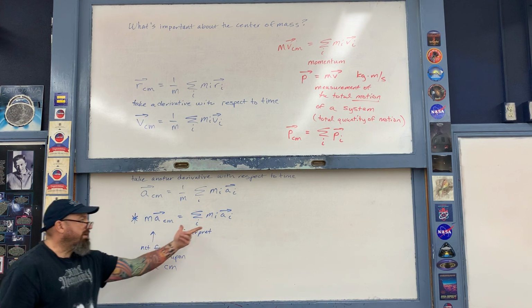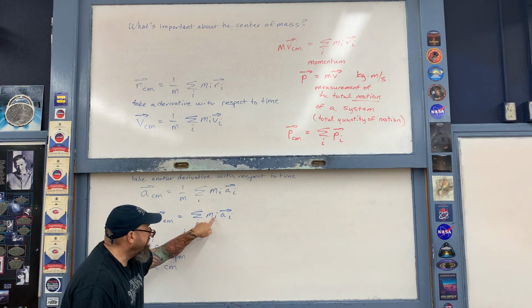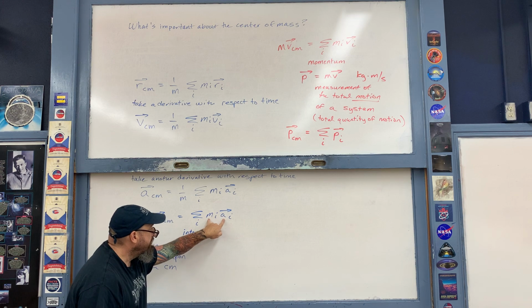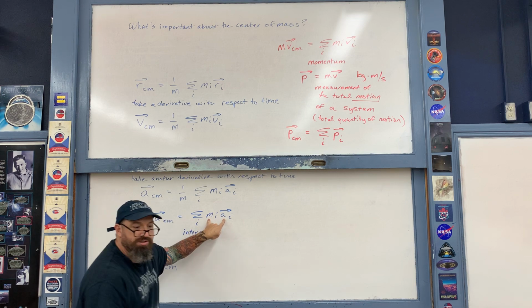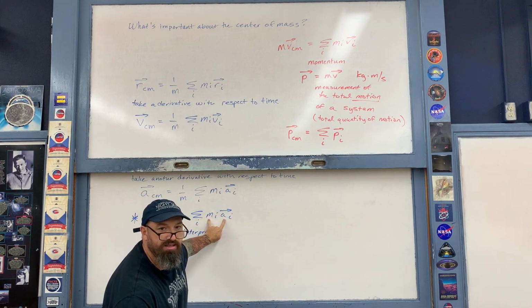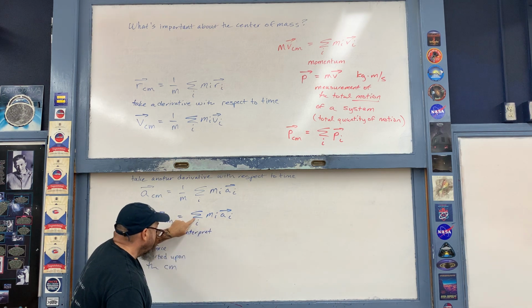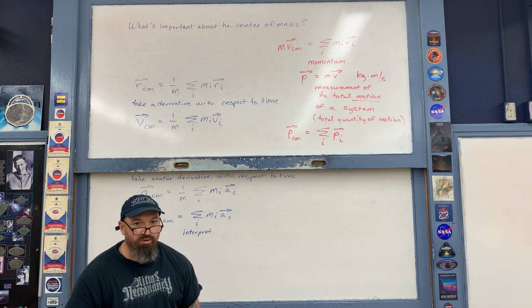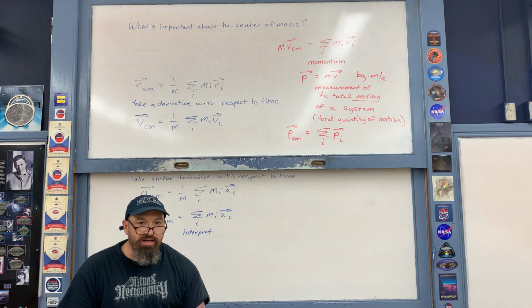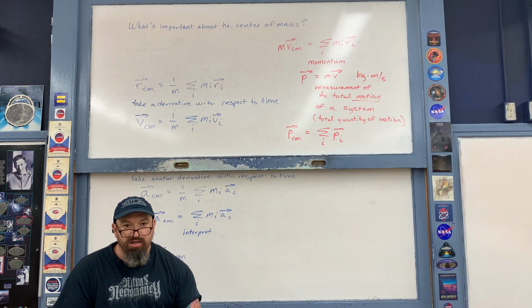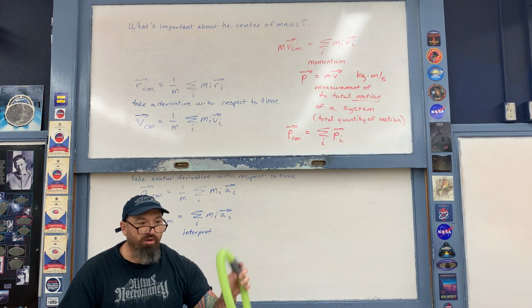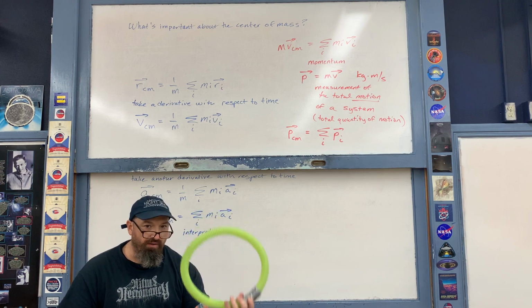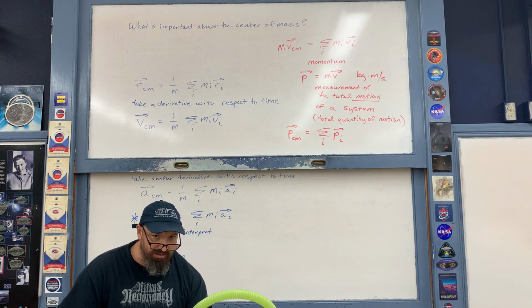And then take a look at the right-hand side. Just take a look at the m sub i times a sub i. This right here is the net force on one of the particles that makes up the system. And then we add up all of those forces. In other words, the right-hand side of the expression is equal to the sum total of all of the forces that are acting on all of the particles that make up this system.